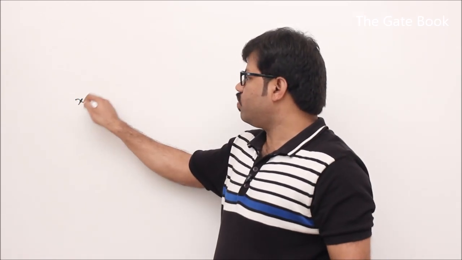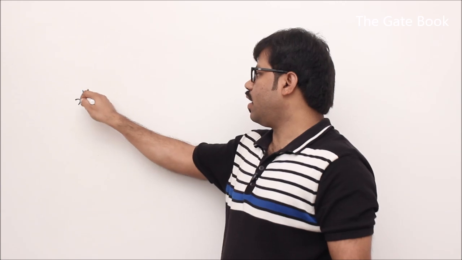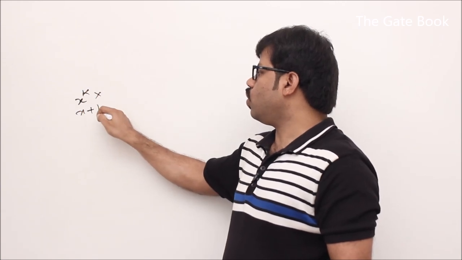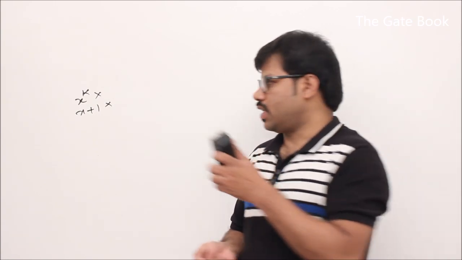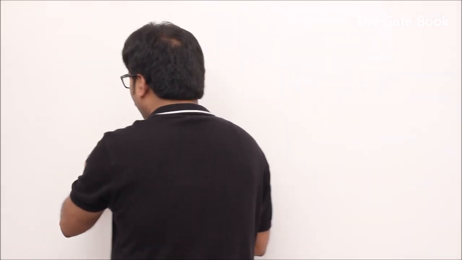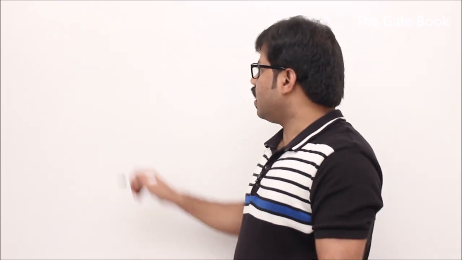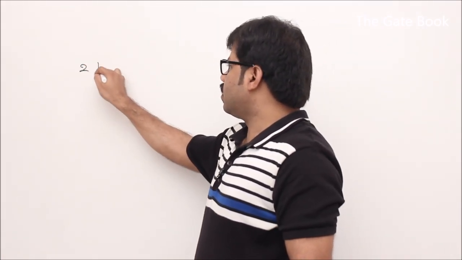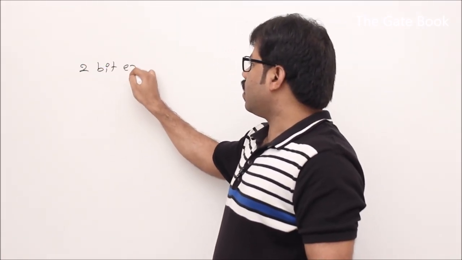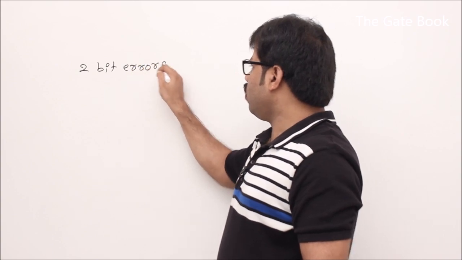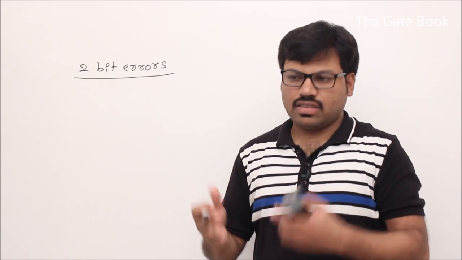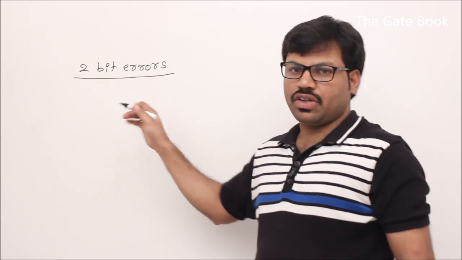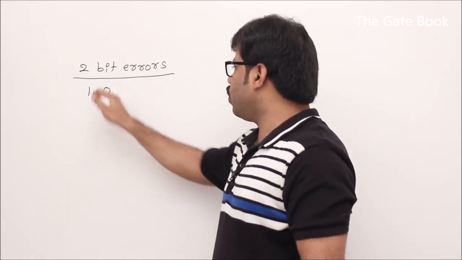Now x cube also not good. So any simple x power k is not good, right? x plus 1 also not so good, right? Then what are the good polynomials? We will see. So before going to that, first of all we will see some 2-bit errors. What is the structure of a 2-bit error? If a 2-bit error really occurs somewhere, but need not be contiguous, then what kind of error term you get, we will see.